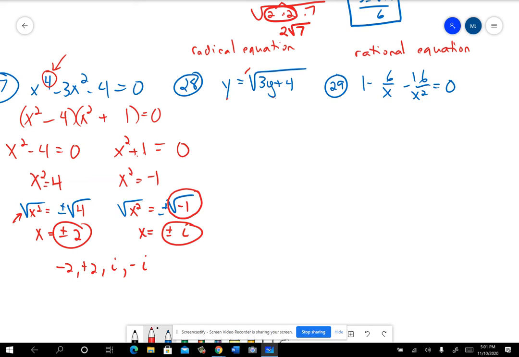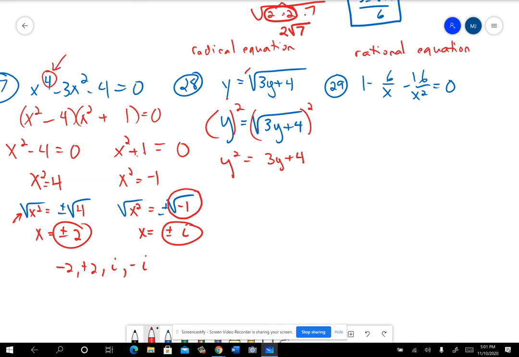I'm going to come in here. Let me do it on a separate line though, so we always have the original sitting there. I'm going to come in and I'm going to square both sides. I'm doing that to undo the square root. So over here I have just 3y plus 4. But if I do that to one side, I do that to the other to get the y squared.